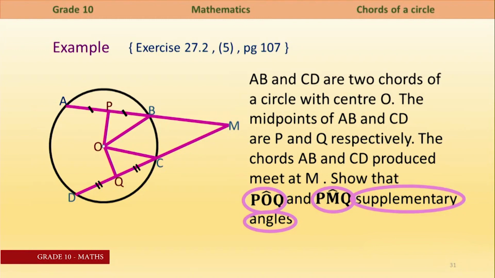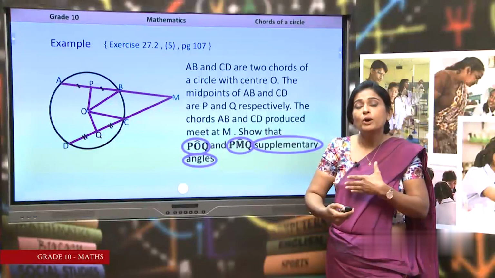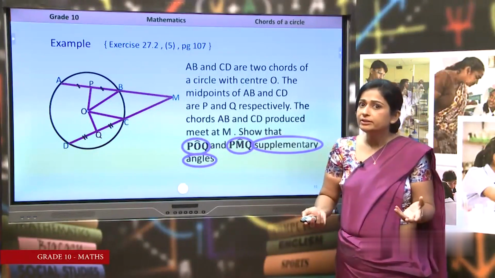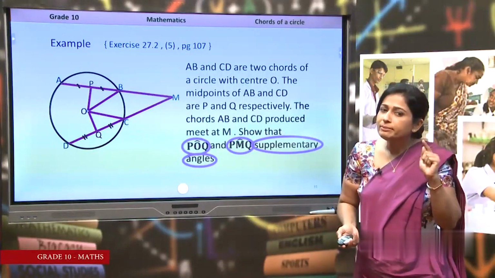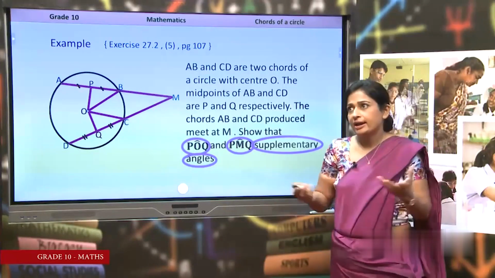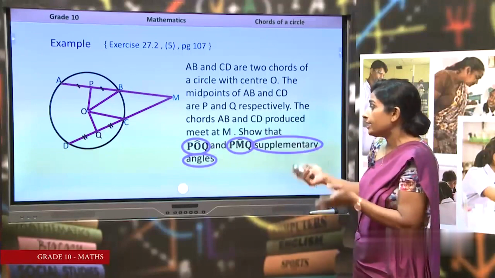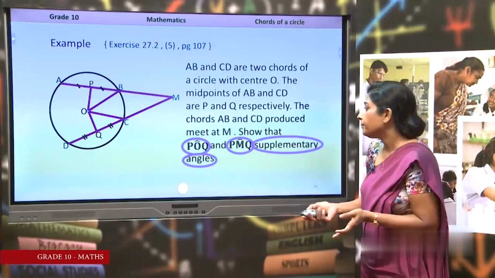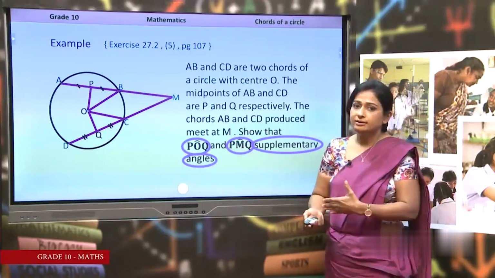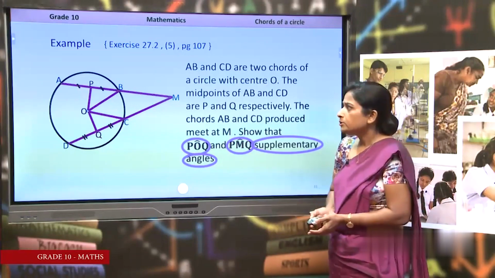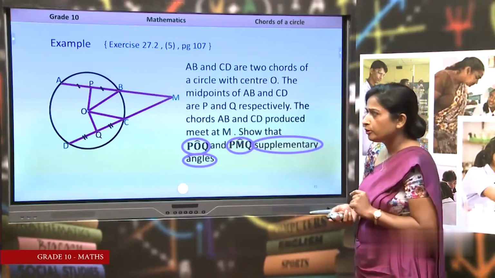So, what do you mean by supplementary angles? Supplementary, complementary, you have learned them. Supplementary means when adding those two angles they make 180. Complementary means when we are adding angles, they make 90 degrees. So here we are going to show that angle POQ and angle PMQ are supplementary angles. So let's see what the angles are in the diagram.